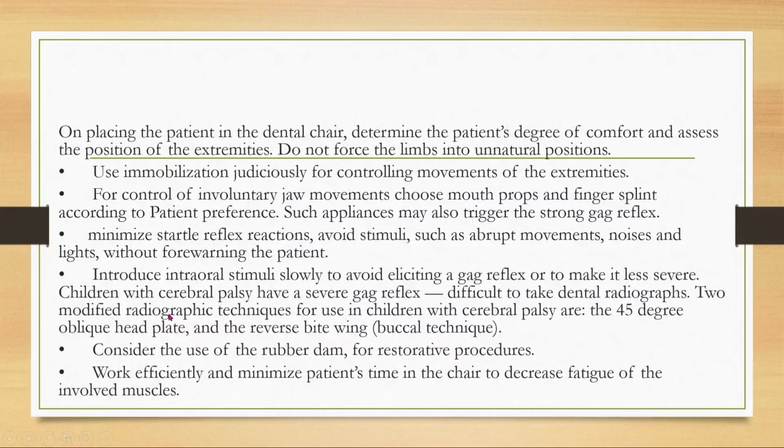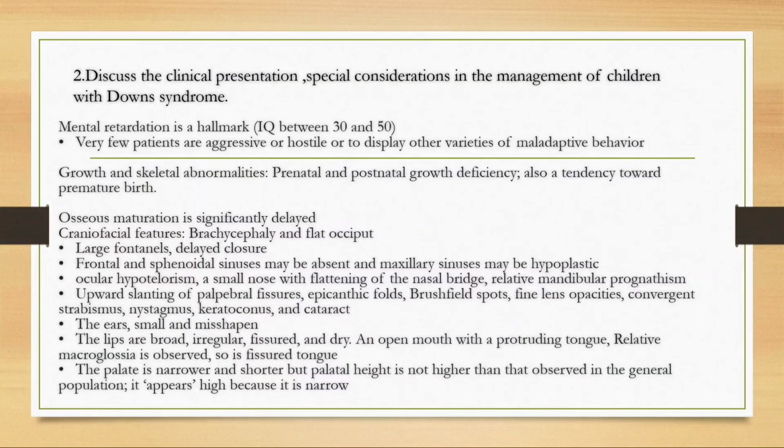Because these cerebral palsy children have a severe gag reflex, we cannot take routine dental radiographs. So two modified radiographic techniques can be used in children with cerebral palsy: the 45-degree oblique head plate and the reverse bitewing. Always consider the use of rubber dam for restorative procedures, and work efficiently and minimize the patient's time in the chair to decrease fatigue of the involved muscles.